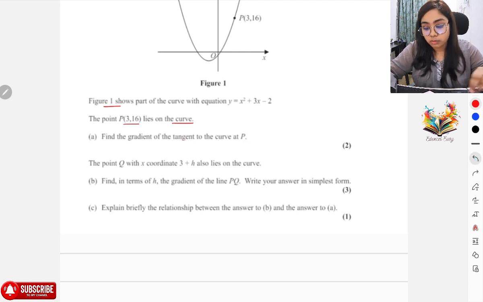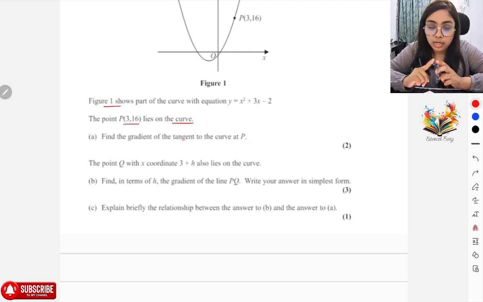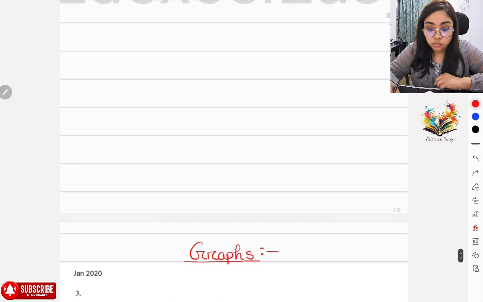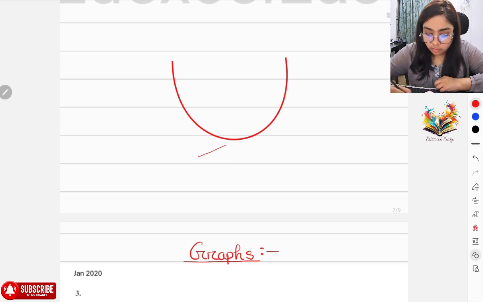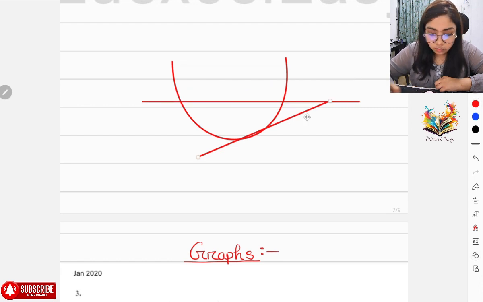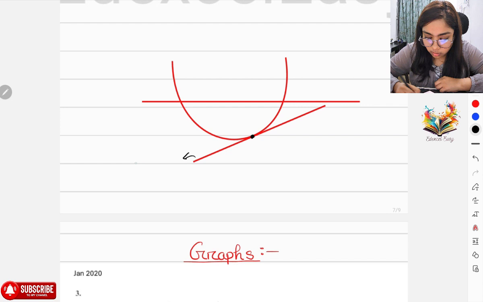Always remember there are going to be two things involved, tangent and normal. Let me just draw a visual representation of how tangent and normal would look. If I draw a graph over here, a tangent will only meet the curve at one point, whereas a normal would meet the curve at multiple points. This is your tangent. As you can see, this one is only meeting your curve at one point. That means this is your tangent.